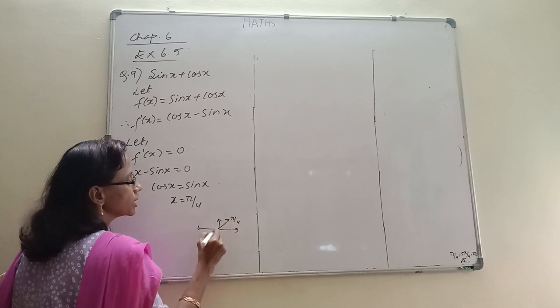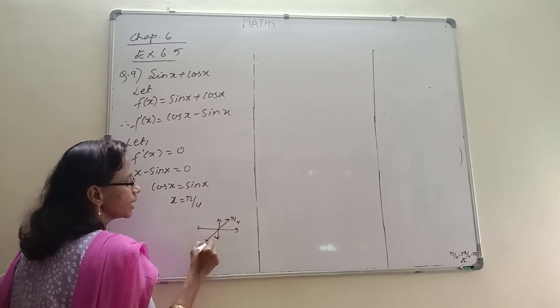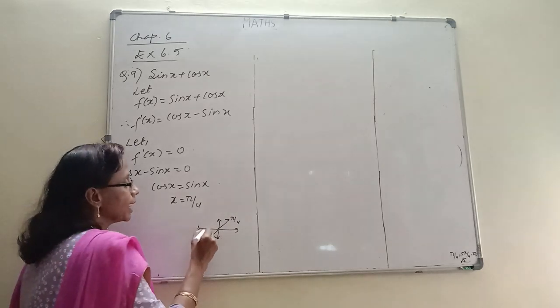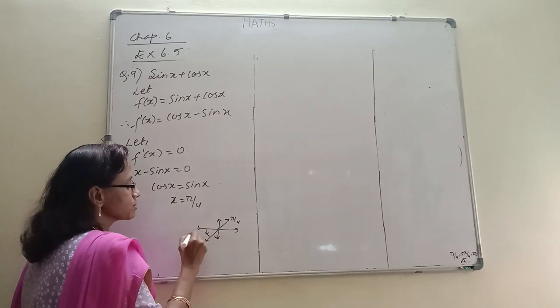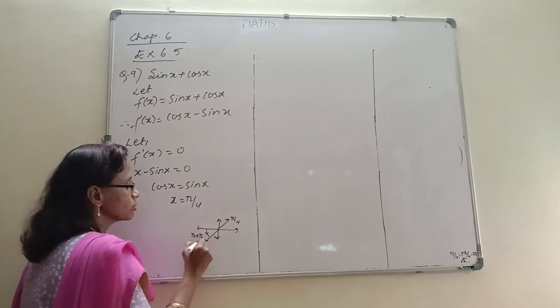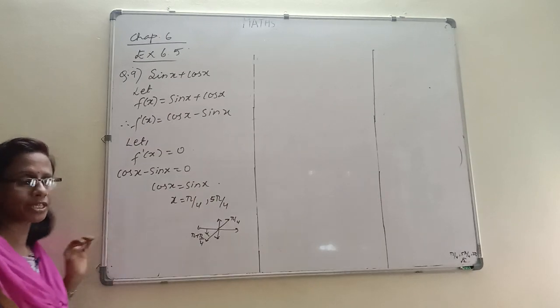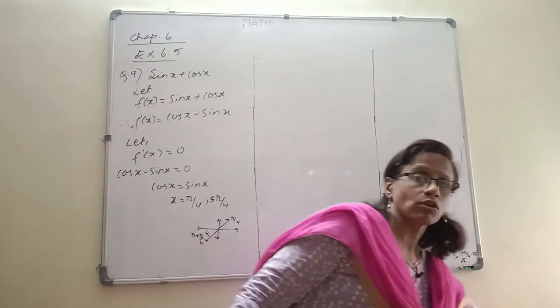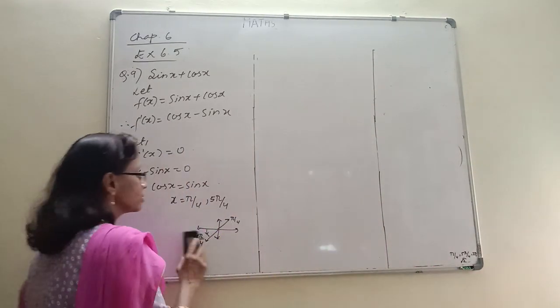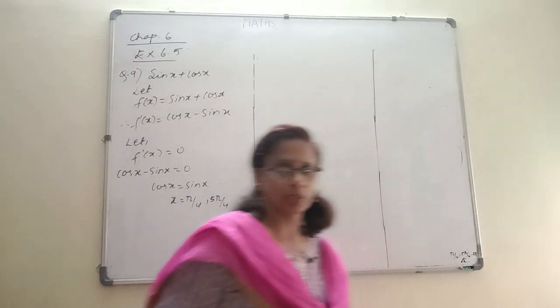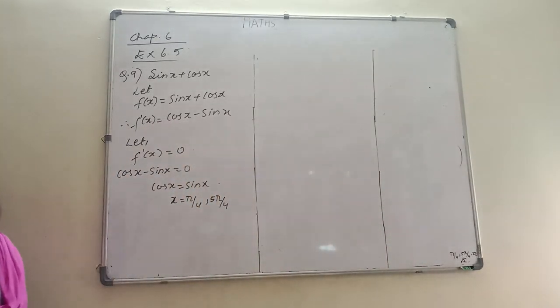Cos x and sin x become equal whenever you have pi by 4 in the first quadrant, and it will also become equal in the third quadrant where both are negative, and at that place it is pi plus pi over 4. So that way it is going to be 5 pi over 4. So these are the two places where we have the sine and cos becoming equal in the four quadrants. As I told you, we will take by default the interval between 0 to 2 pi.